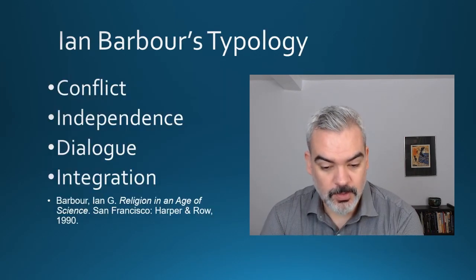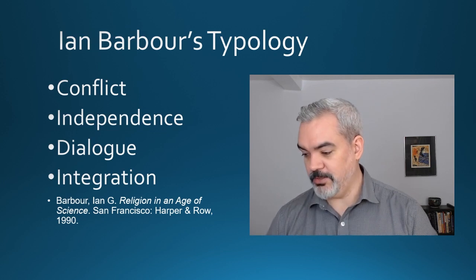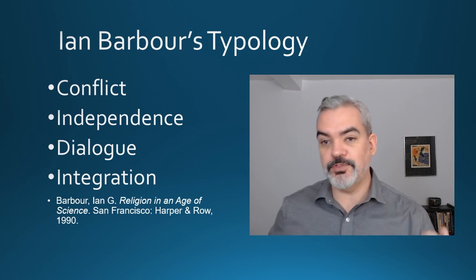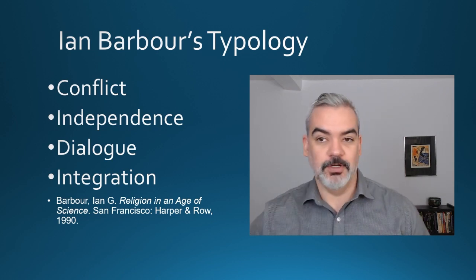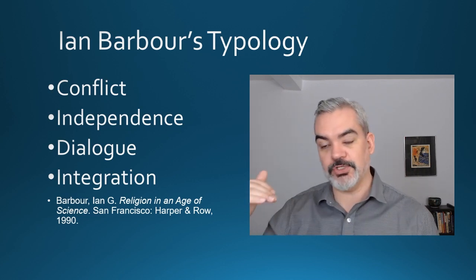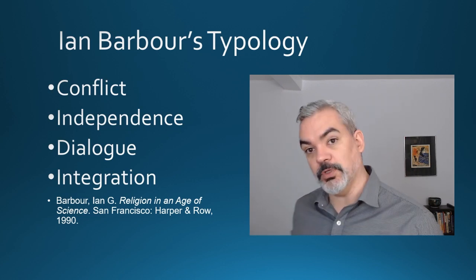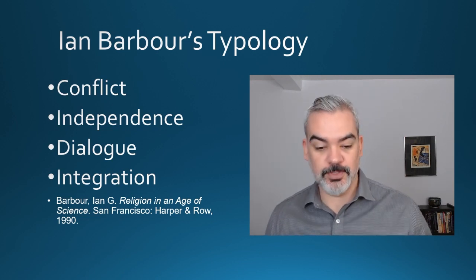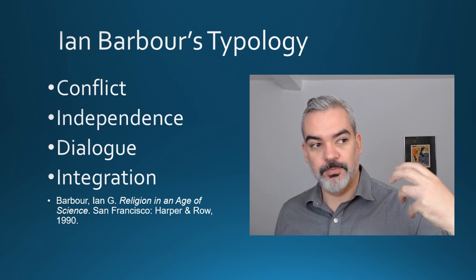Okay, so the reading is by Gregory Dawes. Gregory Dawes goes through a bunch of different, what he calls typologies of the relationship between science and religion, different ways in which science and religion could be related. So there's several different schemes like this. This one by Barbour is pretty famous.